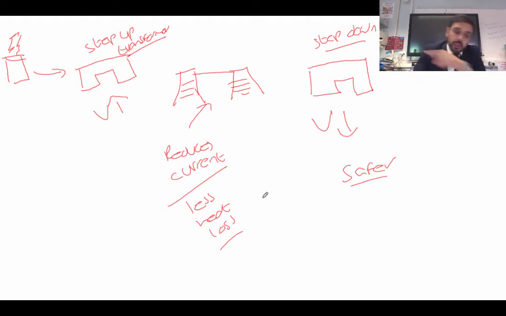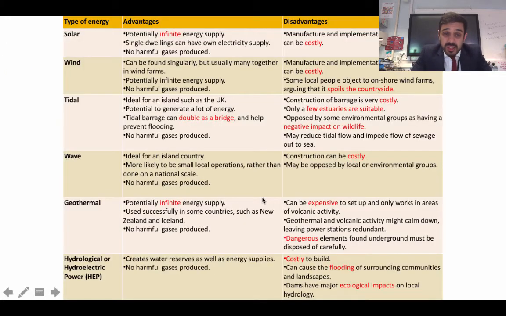Now, let's go back to right at the beginning. Where do we get the energy from to generate this electricity? You could get asked about this, and actually it's probably one of the easiest things: renewable and non-renewable energy sources. Renewable ones are the ones you can use over and over again. Non-renewable ones are obviously the opposite, which are eventually going to run out. Solar, wind, tidal, wave, geothermal, hydroelectric. I'm not going to go through these because they're really straightforward.